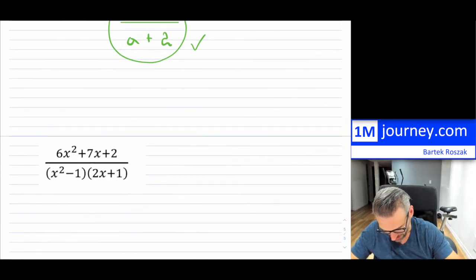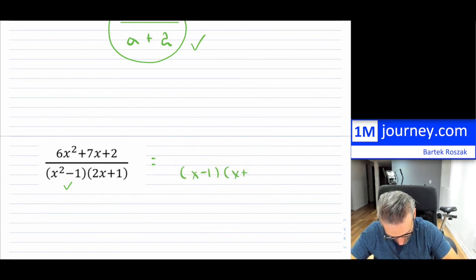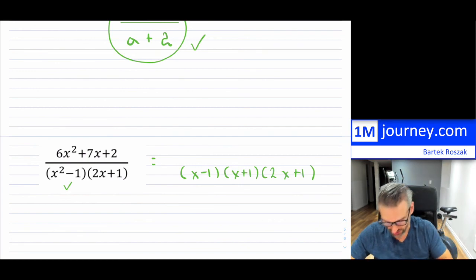And in the denominator, I can already kind of see, here's a difference of squares right there. So the denominator will be nice. So x minus 1, x plus 1, that's the difference of squares. And 2x plus 1. That's going to give me all the restrictions actually.